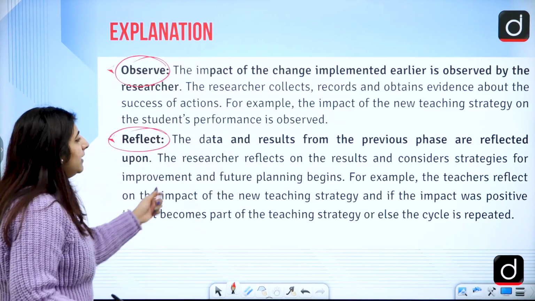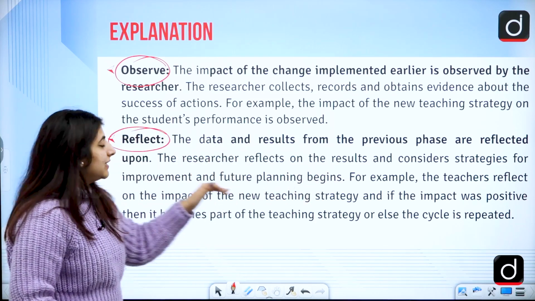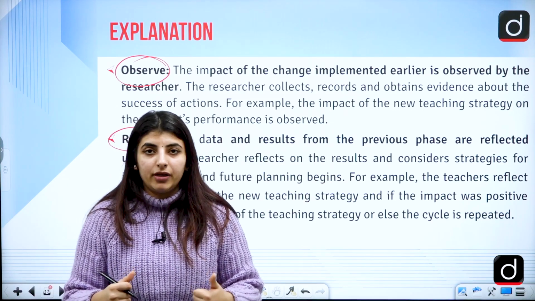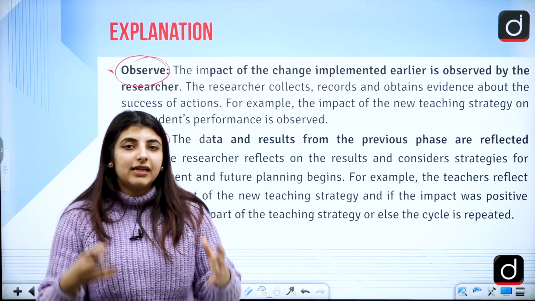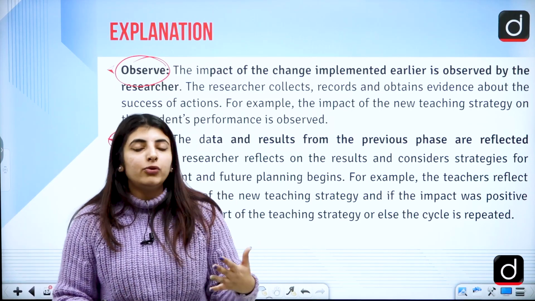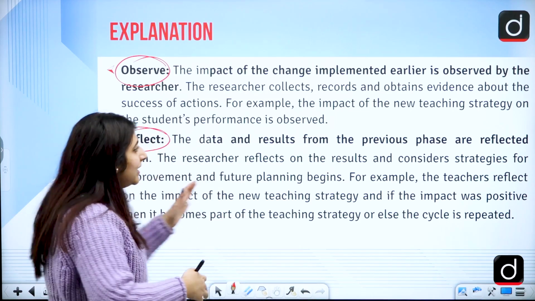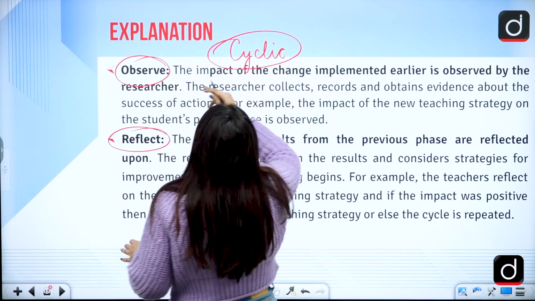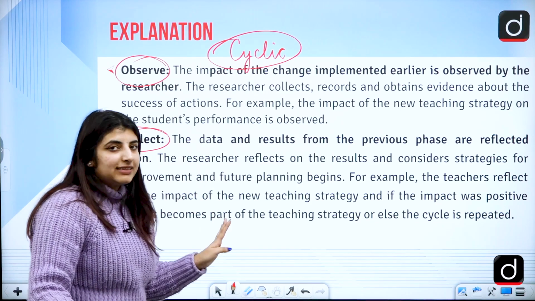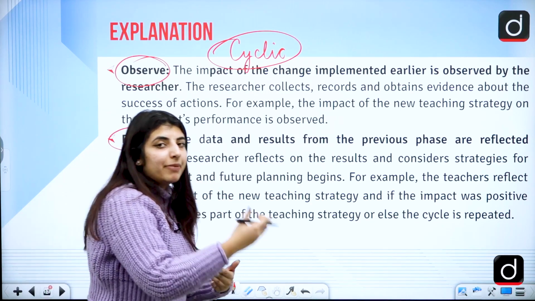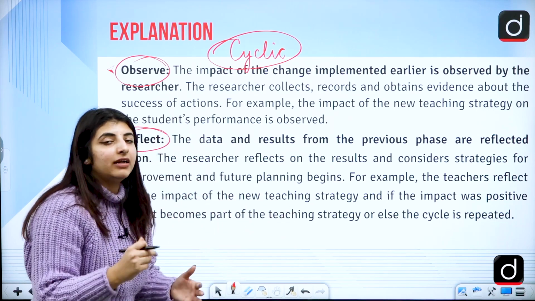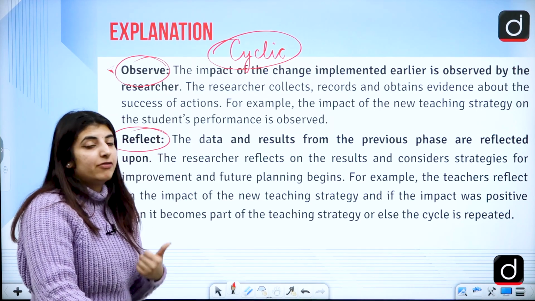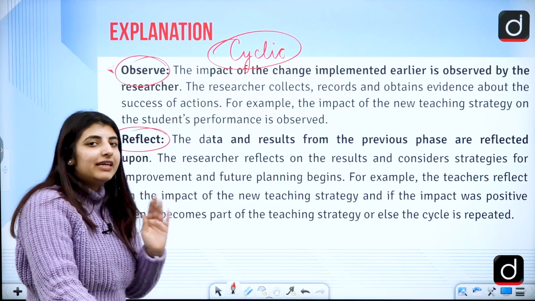And then the data and results from the previous phase are reflected upon, and you will see whether the traditional method was okay, or whether the flashcards method was okay. So you will compare those results, and if the results are negative, which means that the flashcards are not doing good, you will again change the pattern. Hence, this action research is cyclic in nature, because you can move from one step to the other. That is the cycle that we have here. You can move back and forth between the steps until you reach a correct teaching method or any ideology that you have in the teaching learning process.